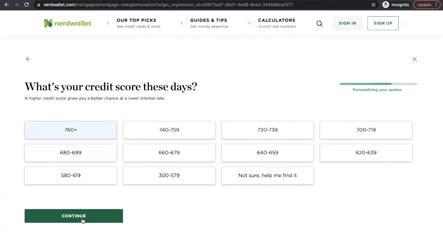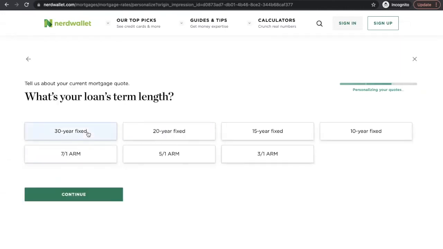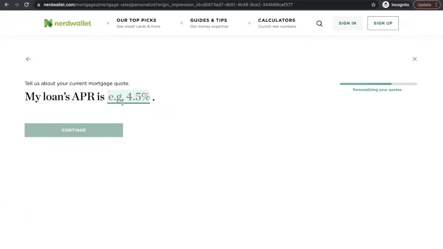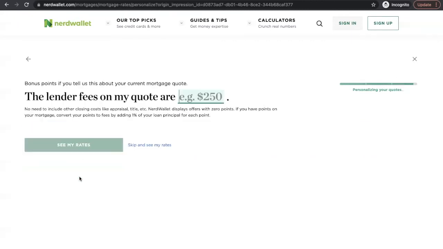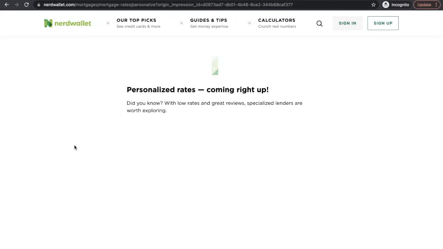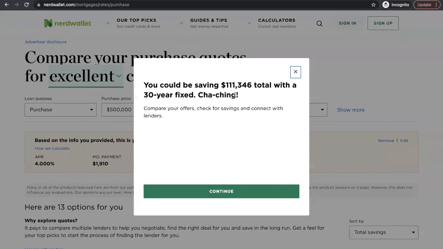So you check out these questions, work through here, and then you're able to whittle down what your quote's going to be. And let's say it's at 4%. What's your estimated payment? Input that. No lender fees, $1,000. And then see my rates. So they're going to grab a series of lenders here, I believe, and they're going to present you with some options that you could see.